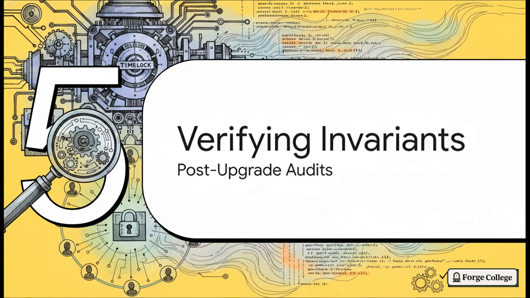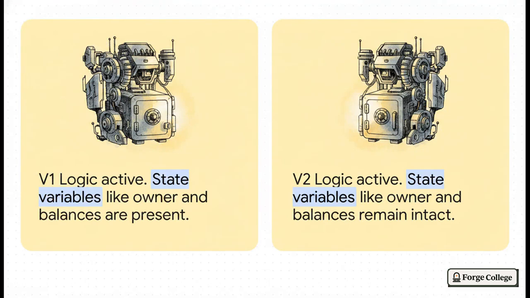Finally, Section 5, verifying state invariants. Once the simulation runs, we have to check our state invariants. We need to be absolutely sure that while the underlying logic upgraded from version 1 to version 2, all that critical structural data, things like the owner address and most importantly, user balances, remained perfectly intact. Basically, we swapped out the engine, but we made double sure we didn't lose any of the cargo.